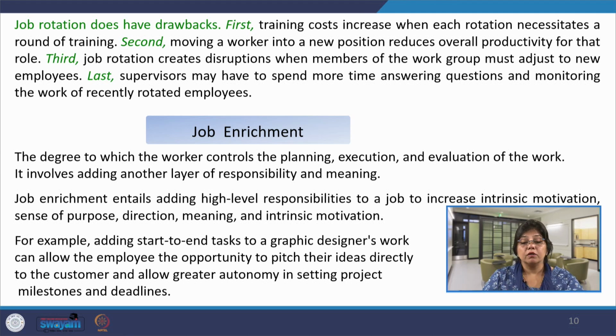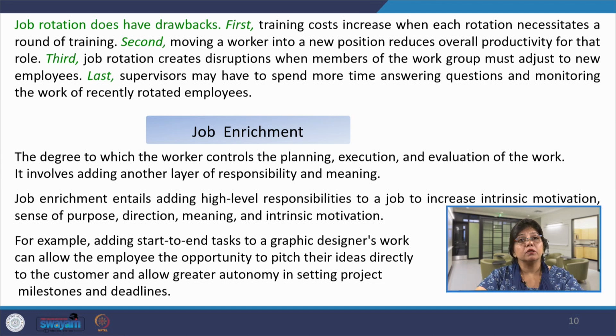Second, moving a worker into a new position reduces overall productivity for that role. The person has been working on a job for so many years, and all of a sudden he is shifted to another job, maybe in a different department, that will reduce his overall productivity, because he has to indulge in different kinds of upskilling. And the last is that supervisors may have to spend more time monitoring the performance of the rotated employees, which is very time consuming. So, these are the drawbacks of job rotation. The next is job enrichment.